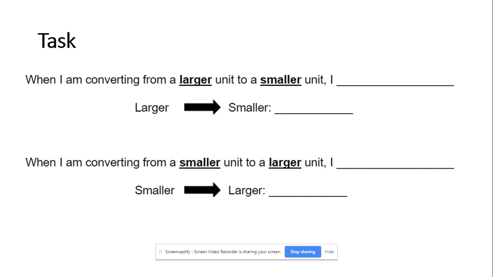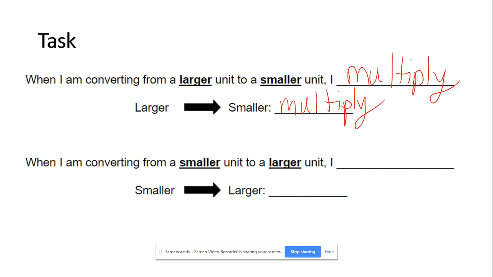Oh, before we start the guided learning, let's get the bottom here. When I'm converting from a larger unit to a smaller unit, I'm going to multiply. And then I made a little visual here in case you don't want to read the whole thing. Going from larger to smaller means that you multiply. When I'm converting from a smaller unit to a larger unit, I divide. You don't need as many of them. So same with the visual, smaller to larger means that we're going to divide. So you always just need to ask yourself, am I going from a larger unit to a smaller unit, or from a smaller unit to a larger unit?